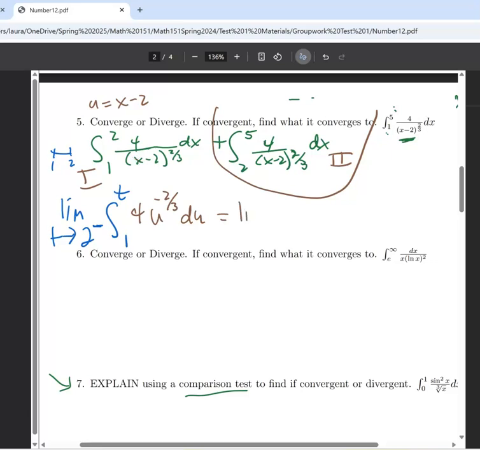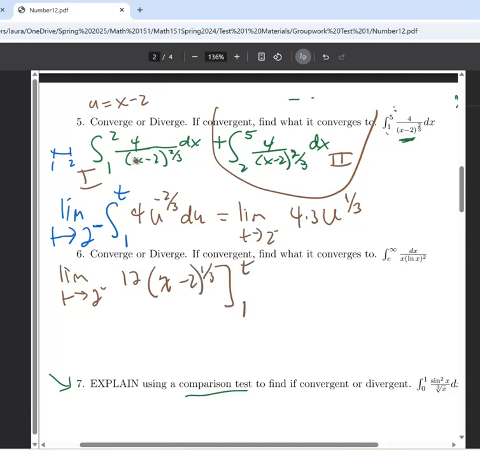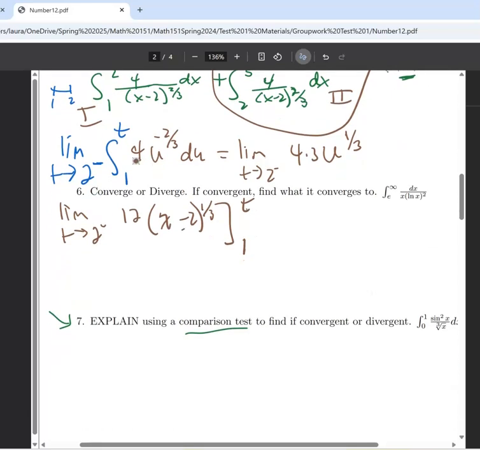So now I'm going to take the antiderivative. I carry the 4, so I get u to the positive 1/3 over 1/3, times 3. And then make sure you put the x's back in before you take the limit. So I'd get 12 times (x minus 2) to the 1/3, from 1 to t. And this is an important step. You need to take the time to put these limits back in. So t is going to 2 from the negative side, so I get 12 (t minus 2) to the 1/3 minus 12 times (1 minus 2) to the 1/3.